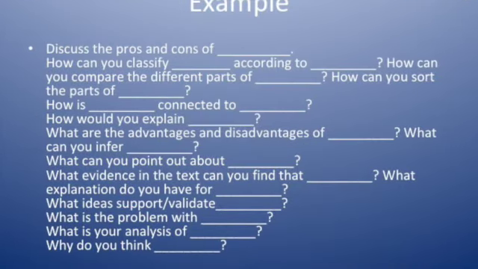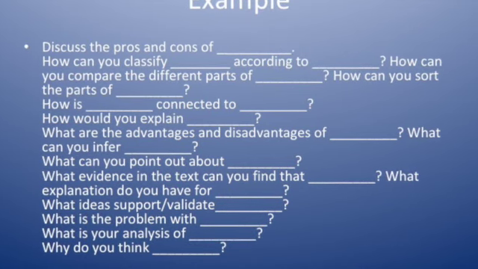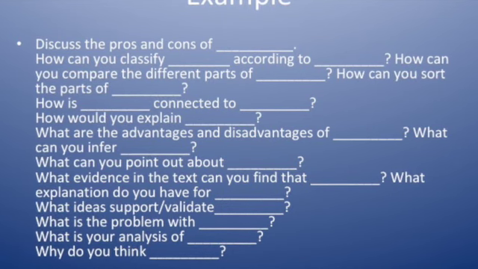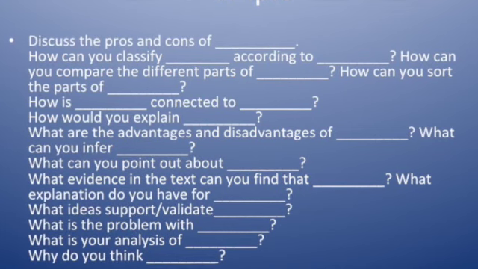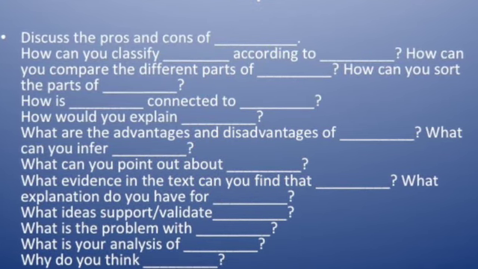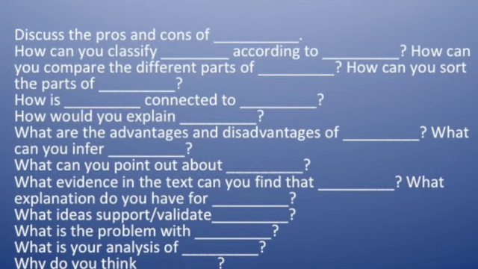Examples of higher order: discuss the pros and cons of something. How can you classify this according to that? How can you compare the different parts of this? How can you sort the parts of that? How is this connected to that? Ask why, ask how. Rather than just the who, what, where, when, start to ask who, what, where, when, how, but why.